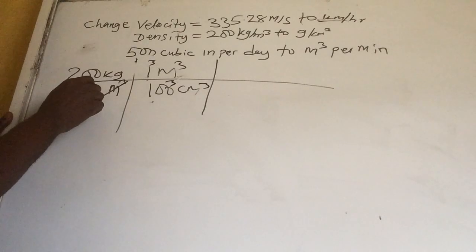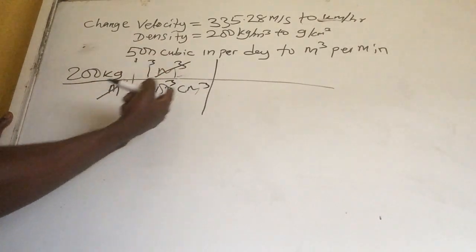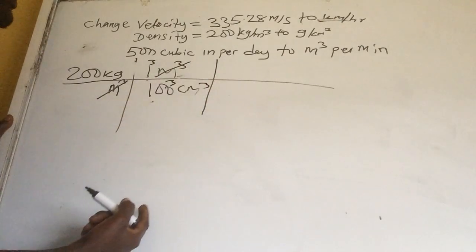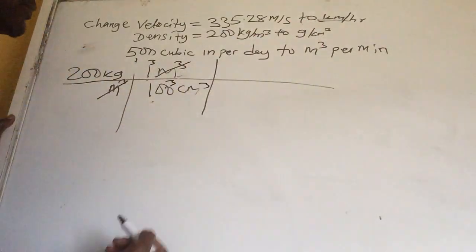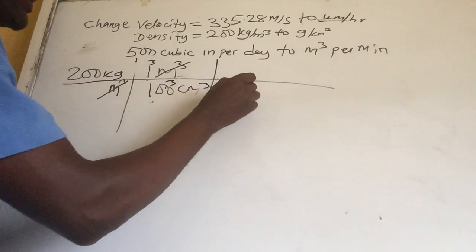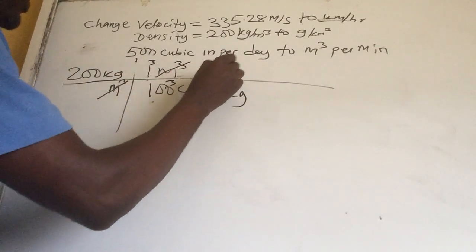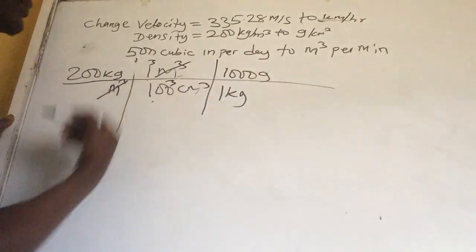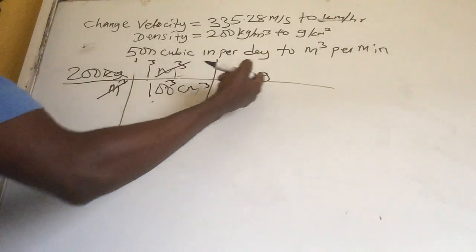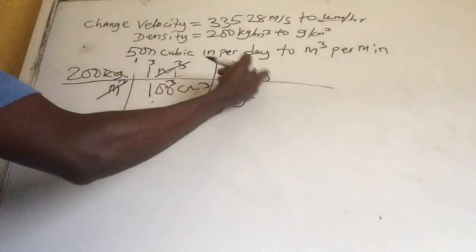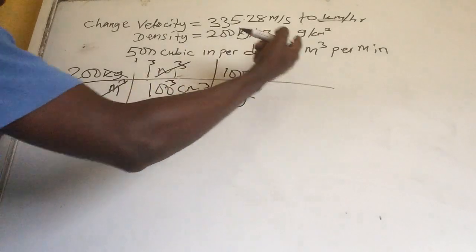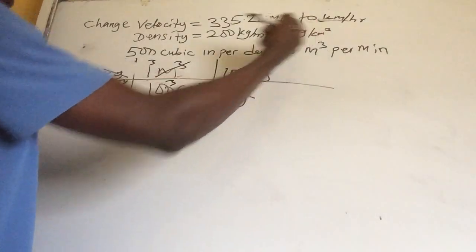So this meter cube will cancel meter cube. I've successfully got a cm cube, which will be here. Now we continue with the kilogram. 1 kg is equal to 1,000 gram. Now kg cancels kg. I need gram here. So gram is up here and the cm cube is down here, which will make it gram per cm cube.